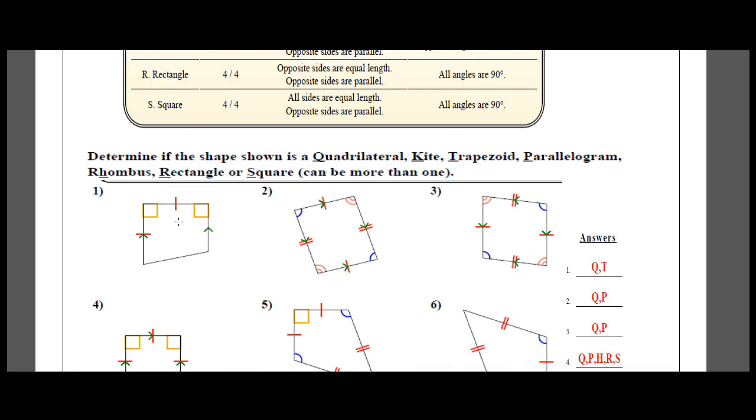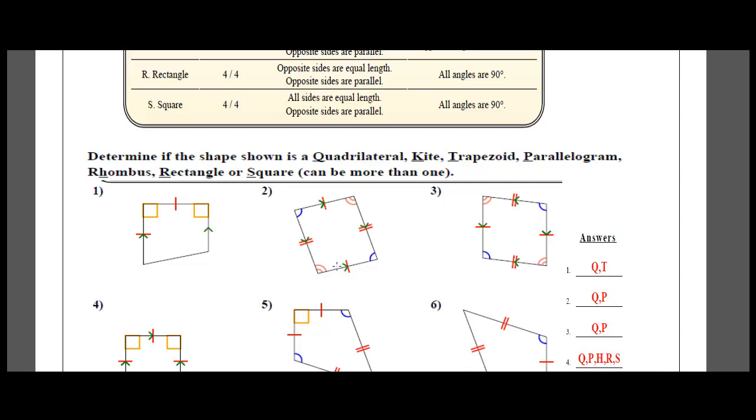First shape here, it's four sides, so we call it quadrilateral. So we will give it Q. And then we have only two parallel sides. You can see this arrow. This arrow means it's parallel to this one. Okay. So we have one pair of opposite sides that are parallel, so it's a trapezoid. So we take T. Okay.